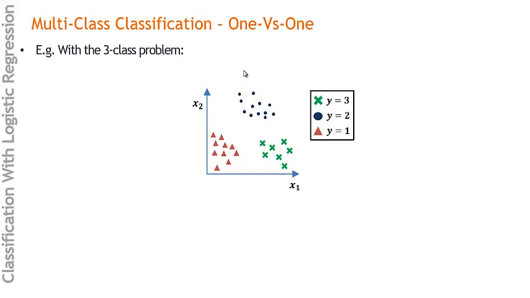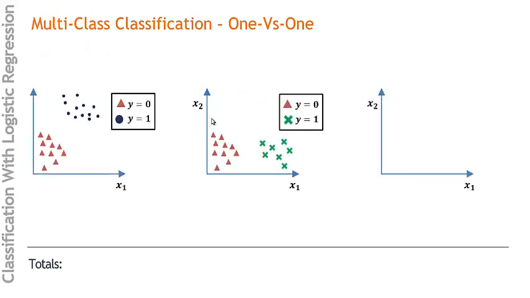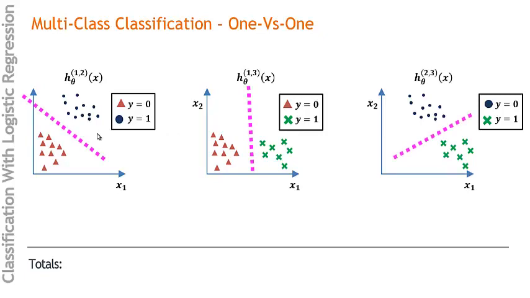Now the alternative approach is called 1 versus 1. Let's see how that works. Suppose we have a 3-class problem. Now we can develop a classifier for each pair of classes. That means we don't use the whole data for each classifier. We just take pairs at a time and develop a classifier for each pair. In this case, the number of pairs is also equal to 3. So we will get our 3 dividing lines, decision boundaries.